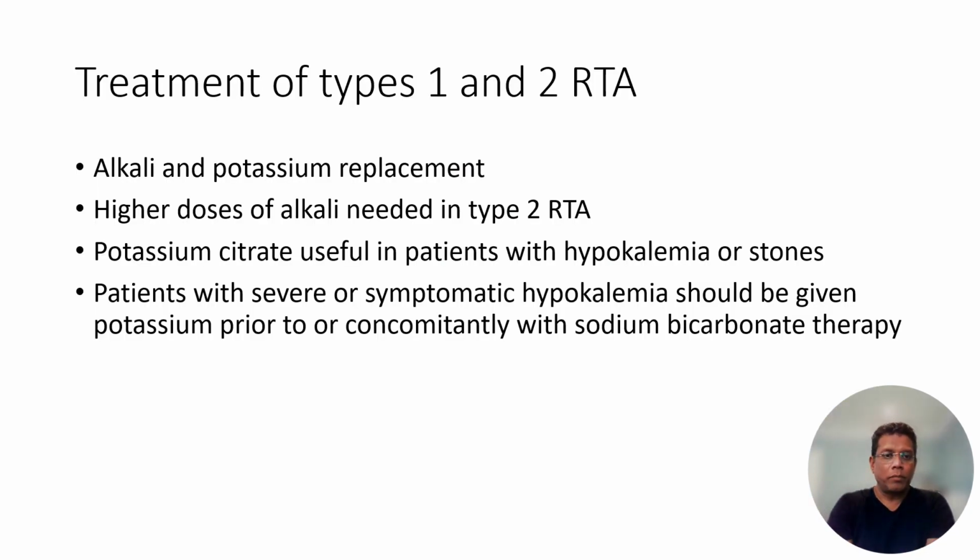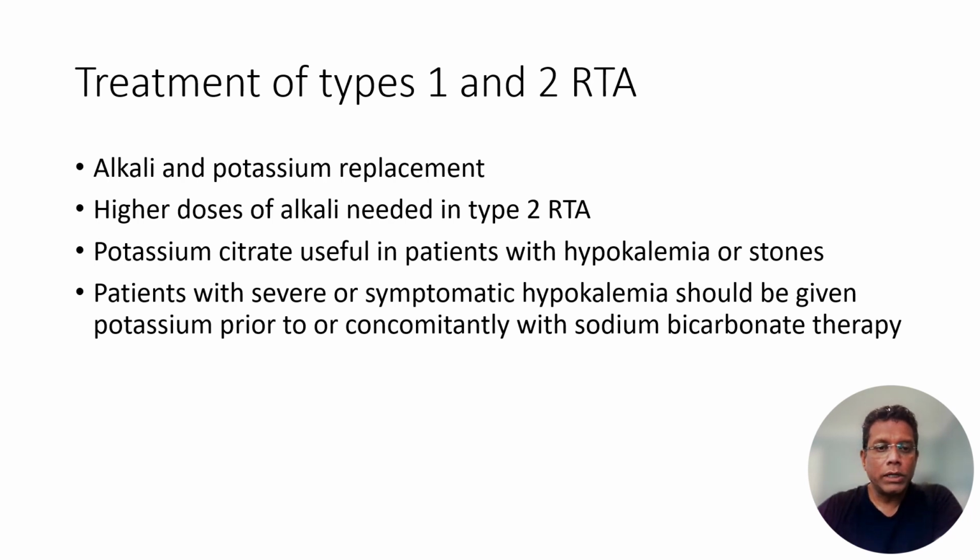So again, summing up, type 1, type 2: alkali and potassium replacement, with higher doses in type 2. Sometimes, if you're having a problem giving them sodium bicarbonate because they just keep dropping their potassium, you could use potassium citrate. You can ask your hospital pharmacy to make it for you. And if there's severe hypokalemia, of course, you either give the potassium prior to or make sure that you keep enough potassium along with the alkali therapy.